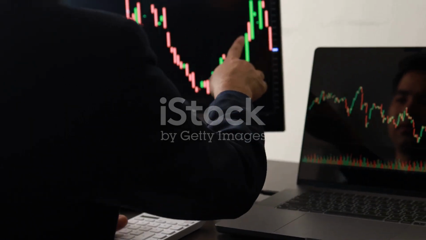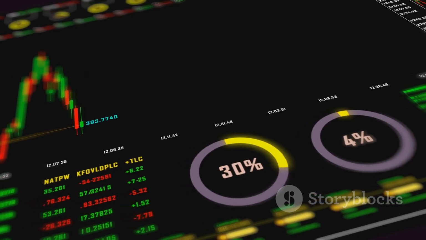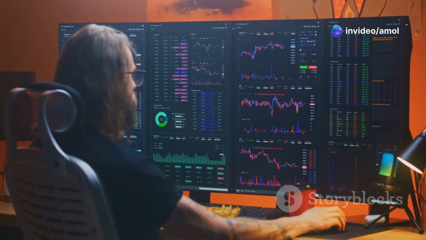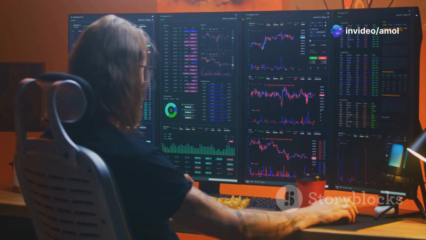So there you have it, guys. That's your beginner's guide to mastering long-term stock charts. Remember, this is just the tip of the iceberg. There's always more to learn and explore in the world of technical analysis.